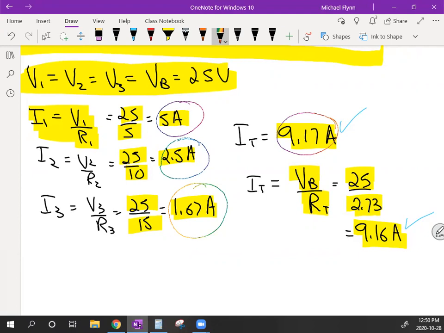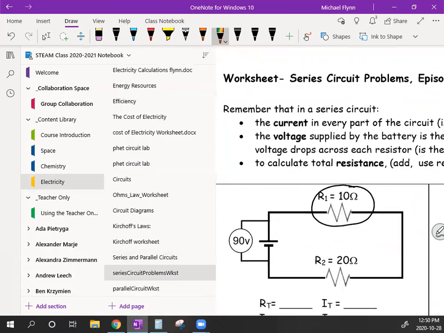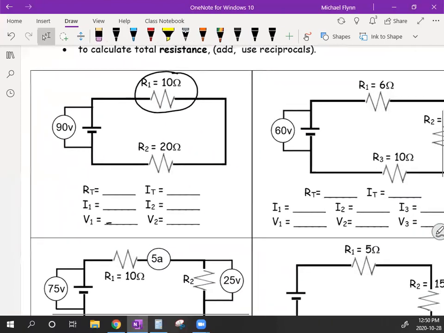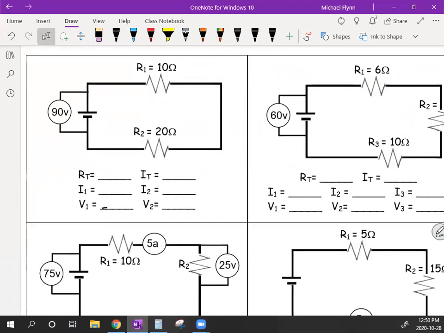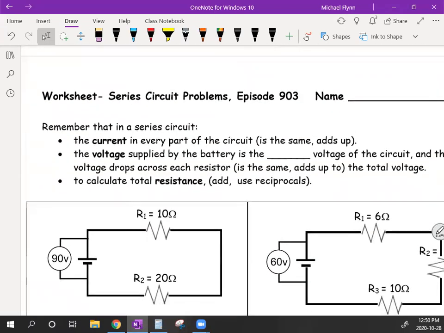So let's go to your homework. That's it for the lesson. I've got 2 sheets of questions for you. I think there's about 6 questions on each sheet. So let's just take a look. Your job here is to find all the missing values, and you're going to use Ohm's law. So Ohm's law, put it at the top.